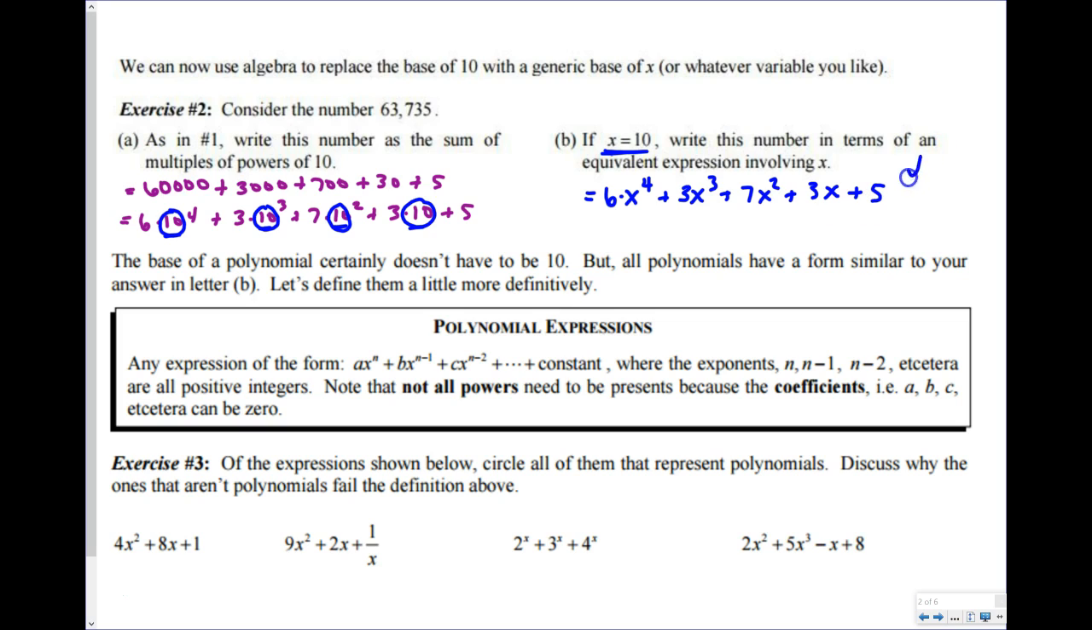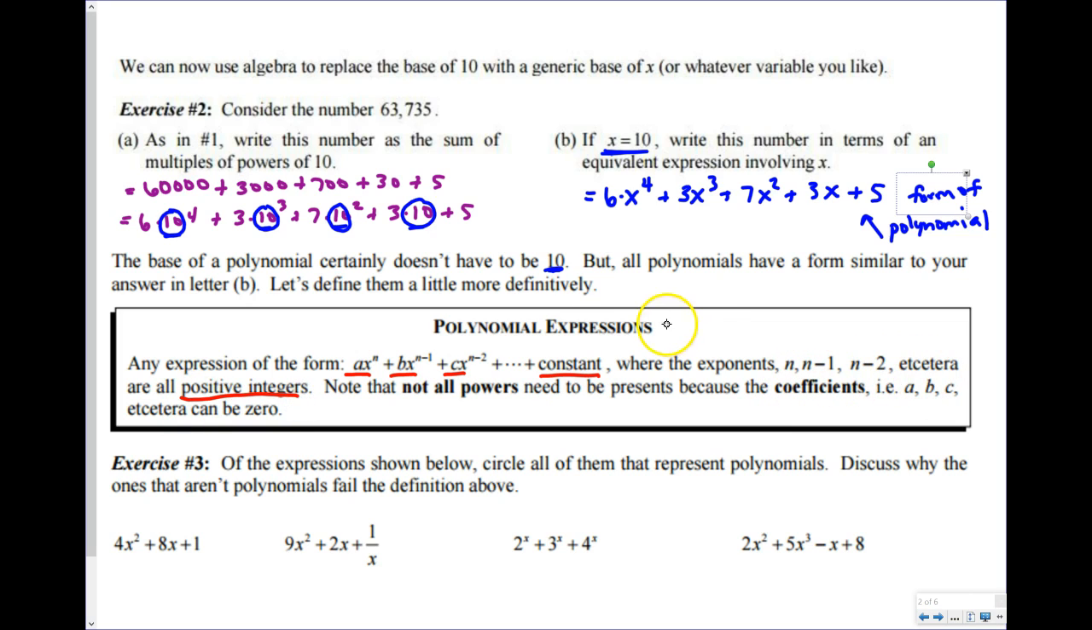This is an example of a polynomial. Let me have more room. Where I've got different bases of different exponents. Okay? So the base of a polynomial doesn't have to be 10, but all polynomials have a form similar to this in letter B. This is the form of a polynomial. Okay? Now, this definition in this box is really scary looking. Any expression of the form ax to the n plus bx to the n minus 1, etc., plus a constant at the end. Okay, this constant here, and then you've got this plus this plus this, where the exponents n and n minus 1 are all positive integers.